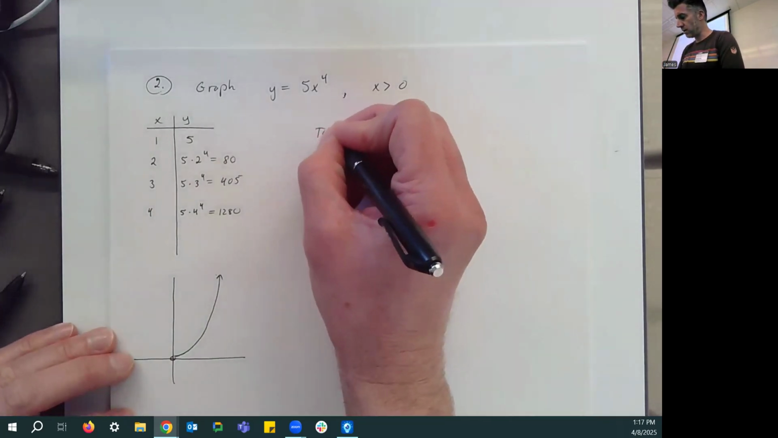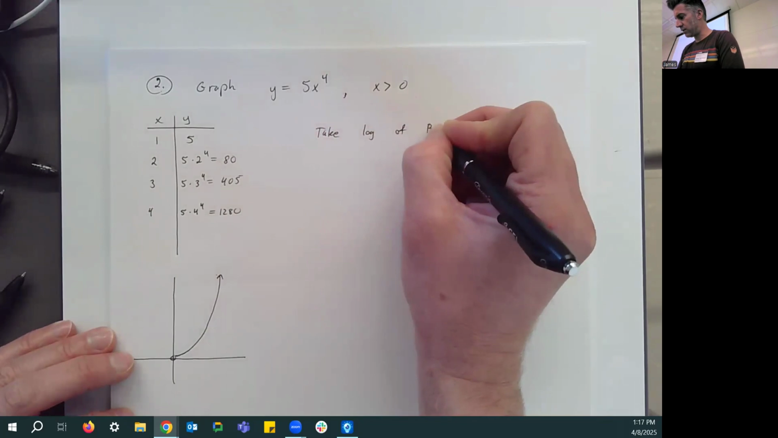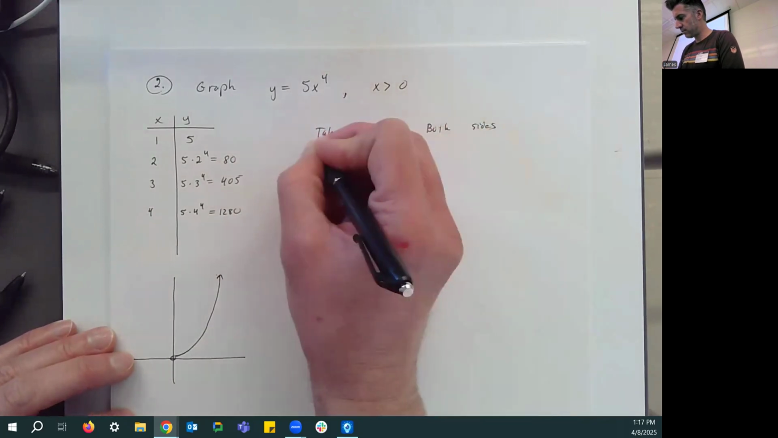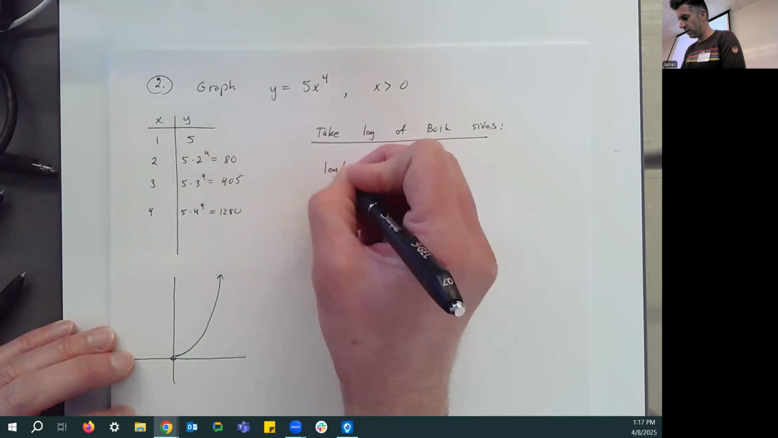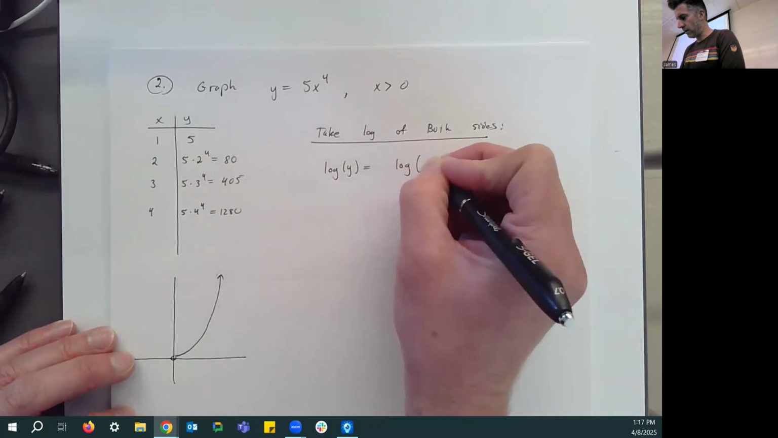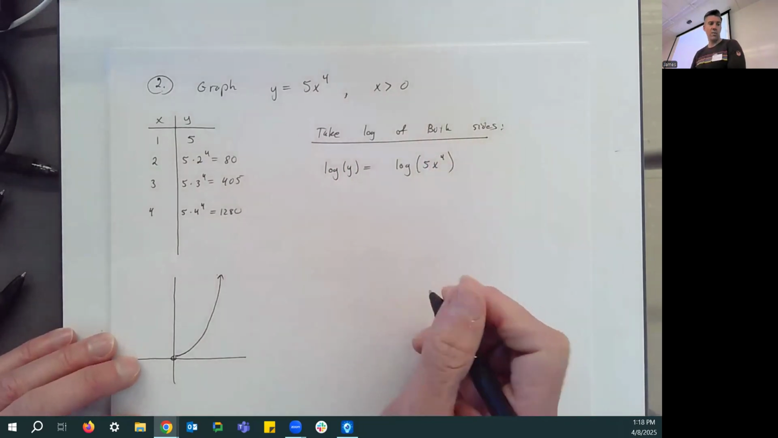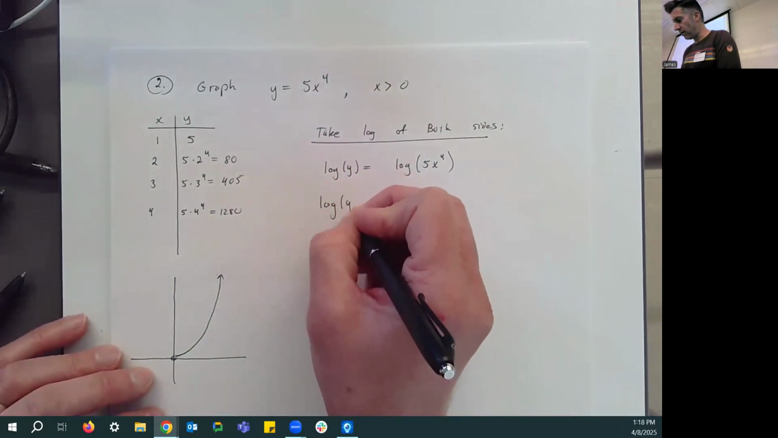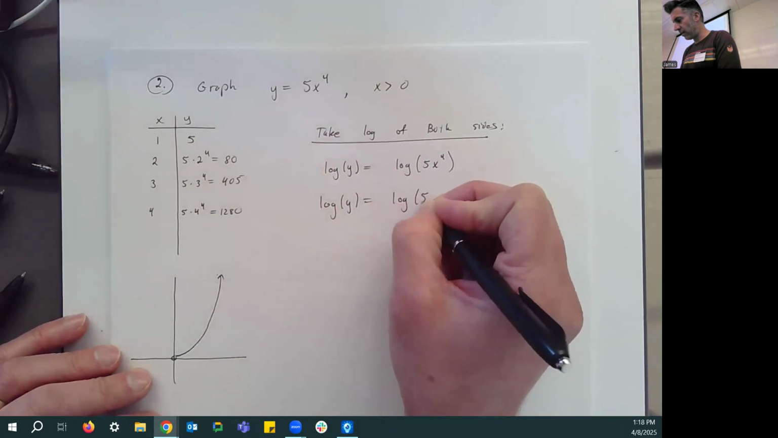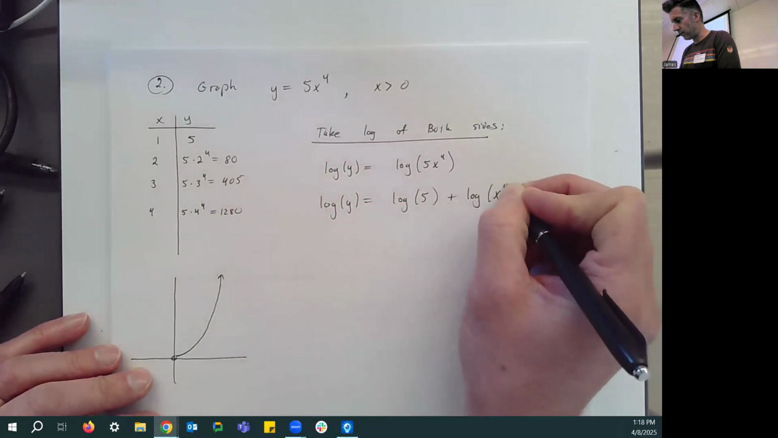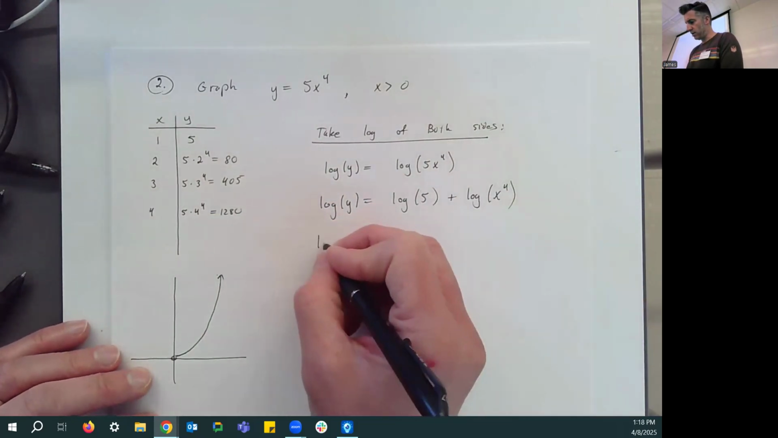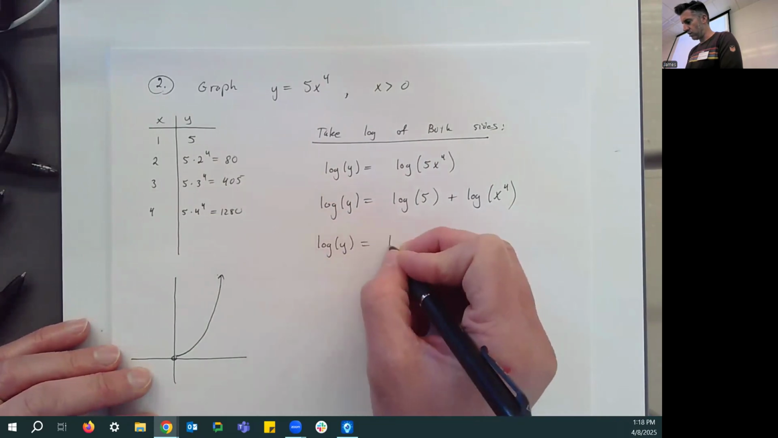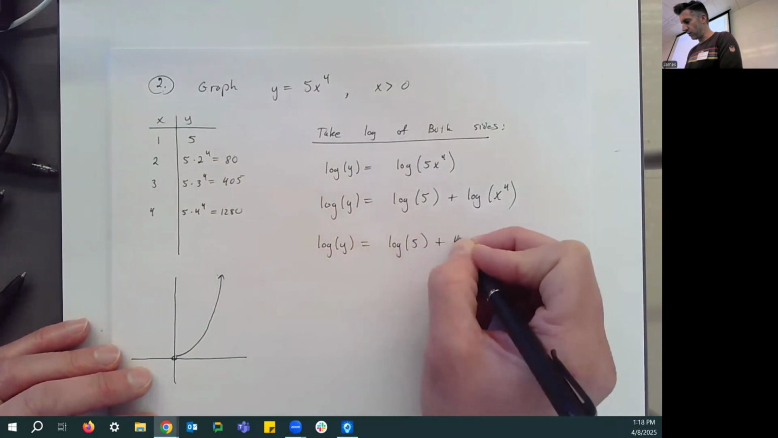So we're going to take log of both sides. We're going to have log of y equal to log of 5 times x to the fourth. And we're going to use the same logarithmic rules we used before to break this apart so it looks like some sort of linear equation. I know it's not linear, but we're going to make it look linear. So we have log of y equal to log of 5 plus log of x to the fourth. We're going to bring the 4 down in front. We have log of y equal to log of 5 plus 4 times log of x.